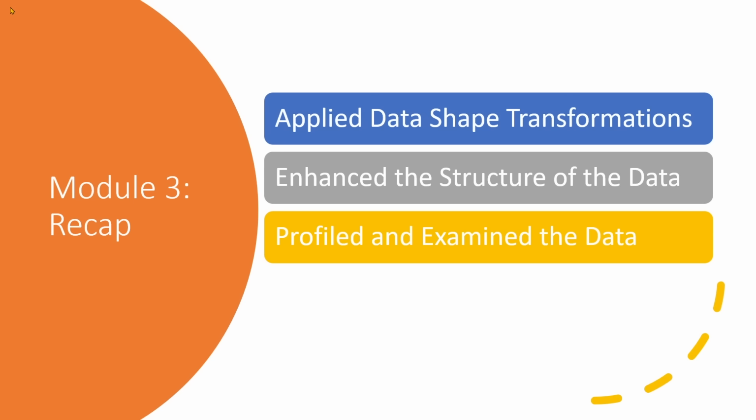To recap Module 3, we applied data shape transformations by removing columns and promoting column headers. We duplicated a column, renamed columns, and replaced the data in a duplicated column. We also learned how to filter and sort columns. We enhanced the structure of the data by merging queries into a new query so we could combine data from multiple tables. And we ended by profiling and examining our data through the Power BI Power Query Editor profiling group.